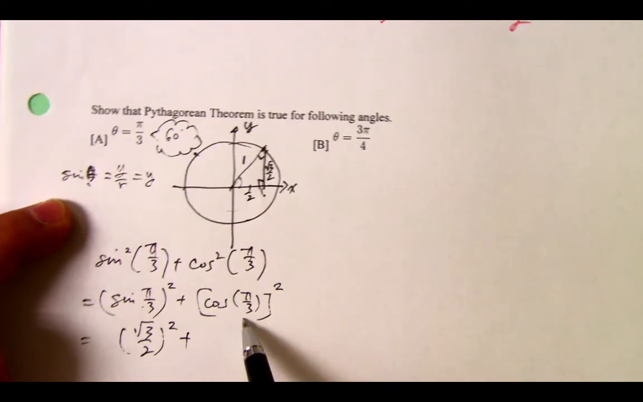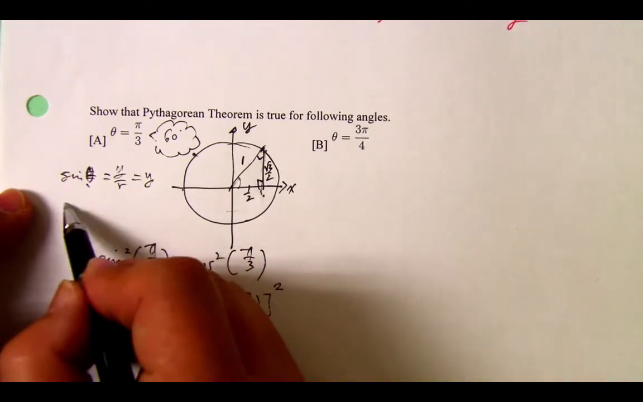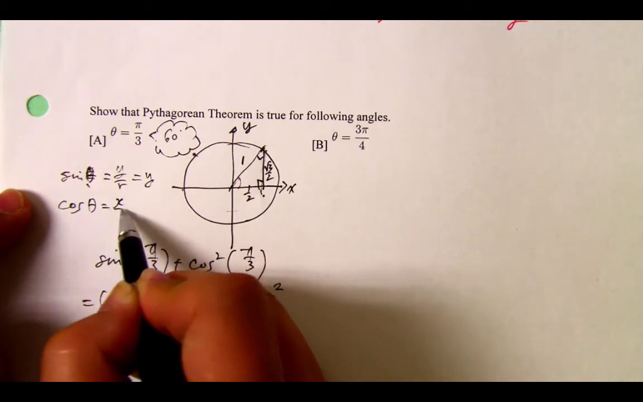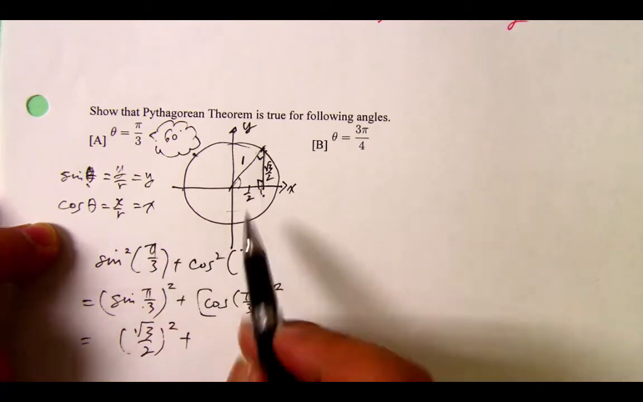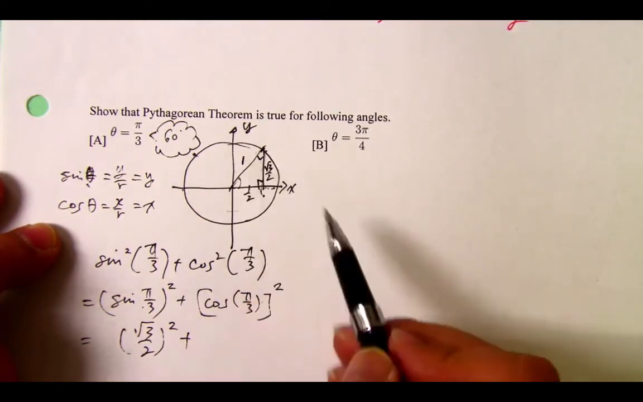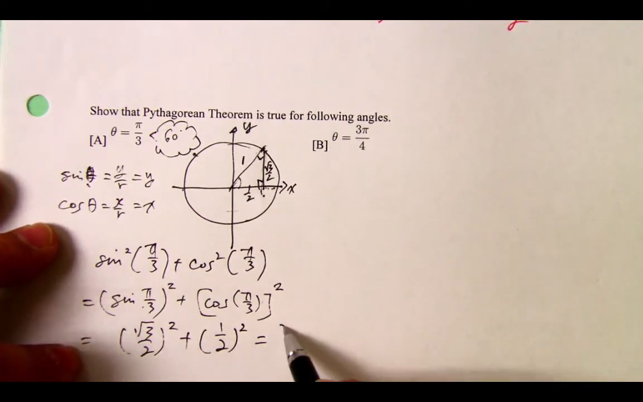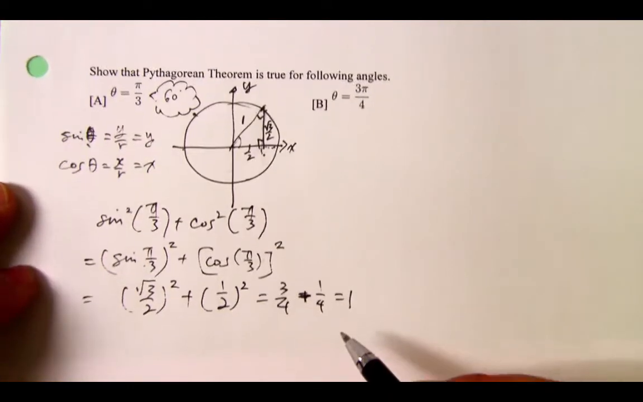And then can you guess what that says? What is cosine of pi over 3? Okay, if you said cosine of theta is x over r, and in a unit circle, r is equal to 1, so basically it is the x coordinate of the unit circle. In this case, it's 1/2. When you square that, that's 3 over 4. When you square that, that's plus 1/4, and that is equal to 1, right?